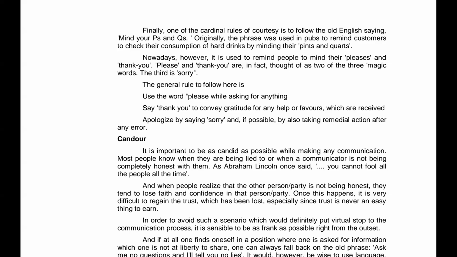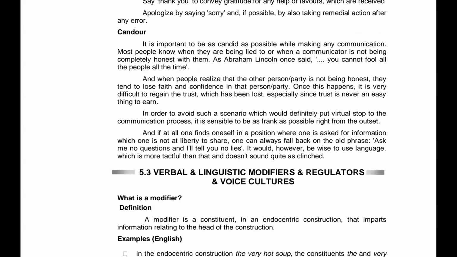Right. So the other aspect of communication is candor. Now, candor is important, okay? Because it is very important to be as candid as possible while making any communication. So most people know when they are being lied to or when a communicator is not being completely honest with them. So as Abraham Lincoln once said, you cannot fool all the people all the time.